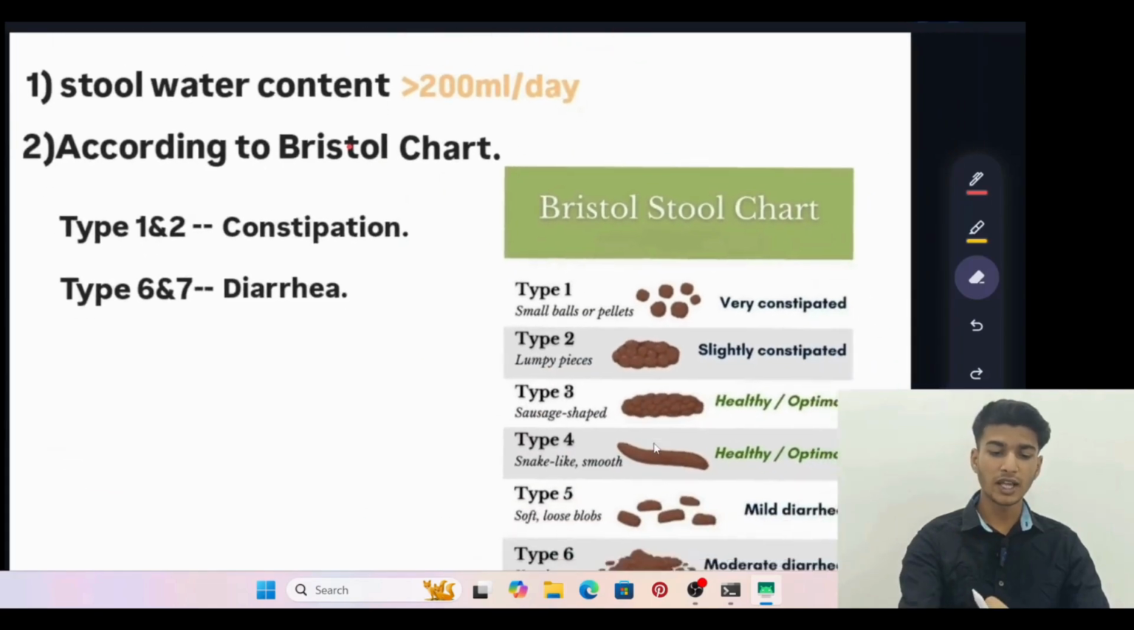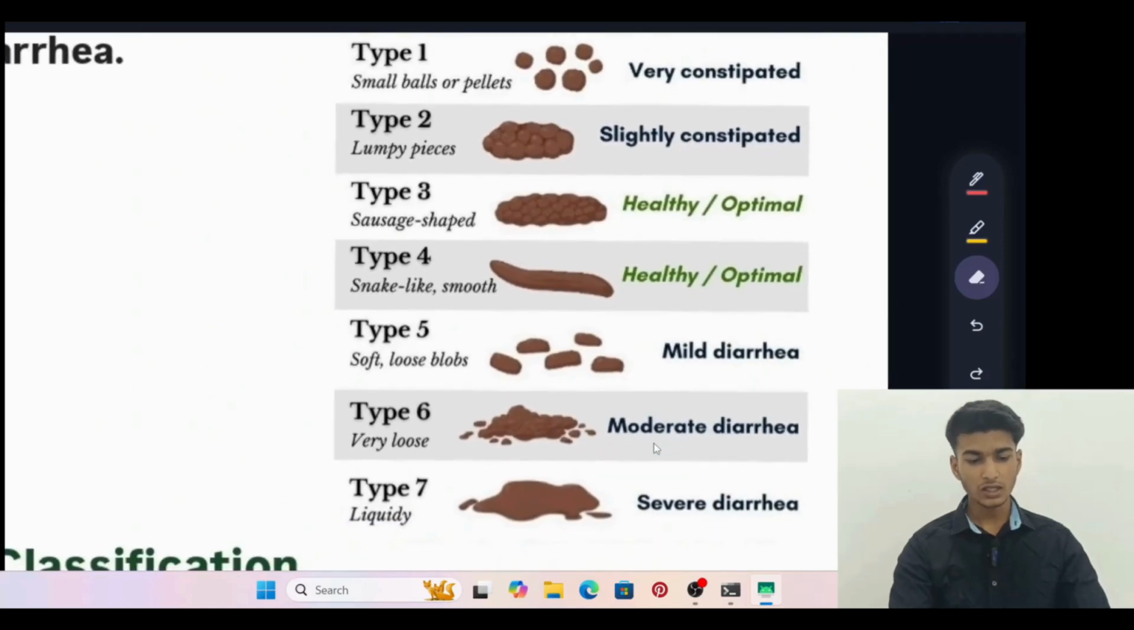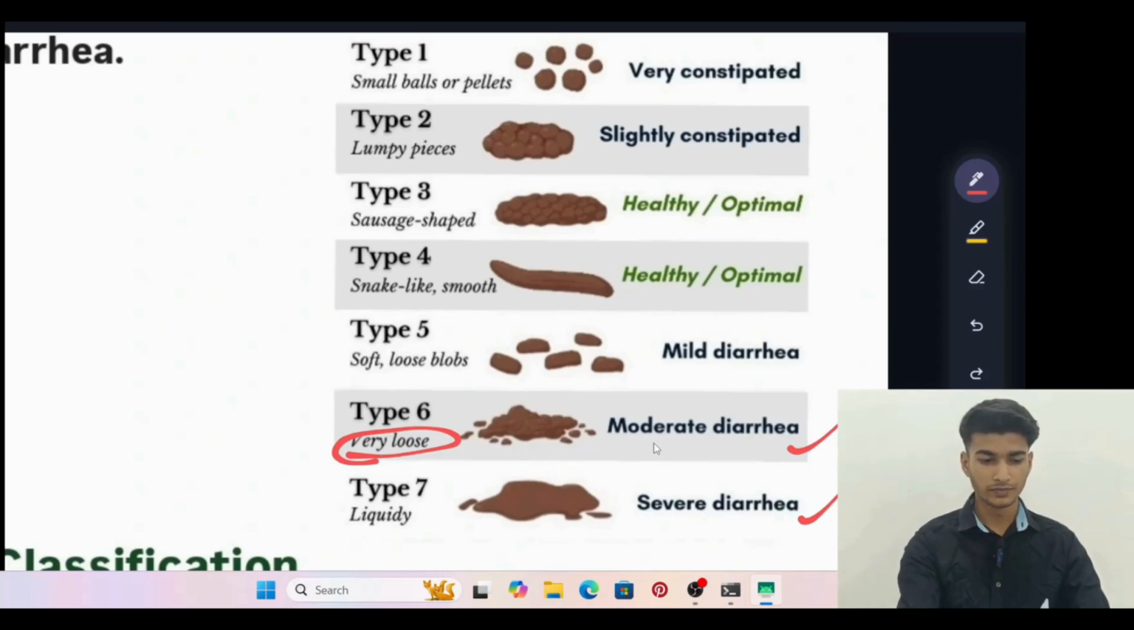So there are 7 types of stools that we get to know here. Number 6 and number 7 stools are referred to as diarrhea. Number 6 is moderate diarrhea and number 7 is severe diarrhea. What is the difference between those two? The difference is that number 6 has very loose stool, but the water content is less compared to the 7th.